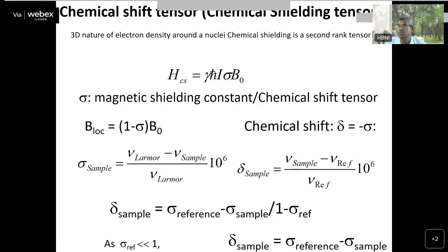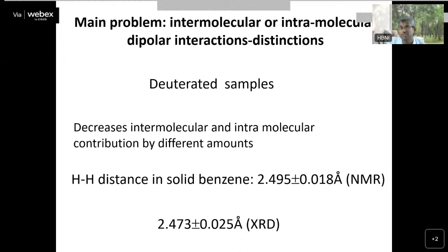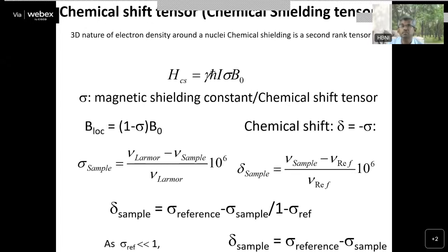And before going further, I have discussed the dipole-dipole interaction so far. Now the other major interaction is nothing but the chemical shift interaction, or chemical shielding tensor. As I mentioned, the chemical shift tensor and the chemical shielding tensor are the same, they have the same meaning. Chemical shift tensor is nothing but the chemical shielding tensor.